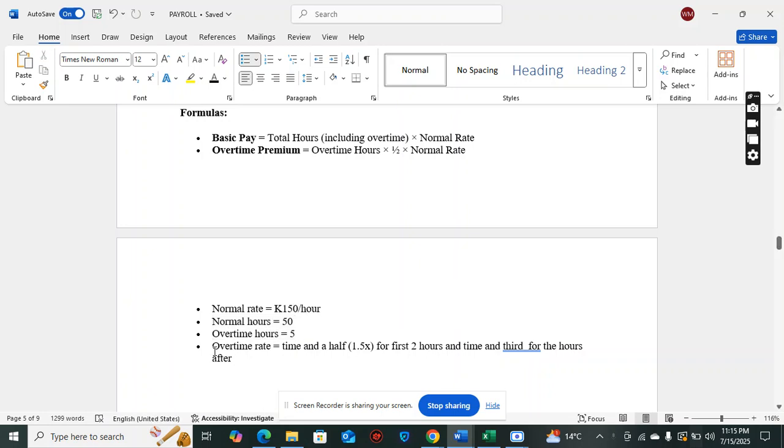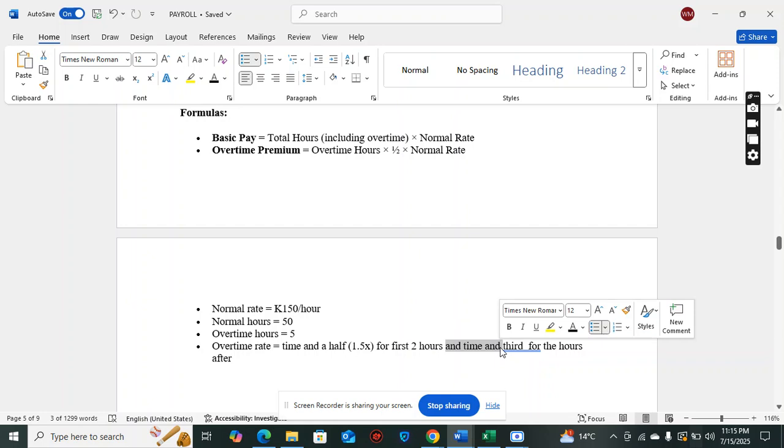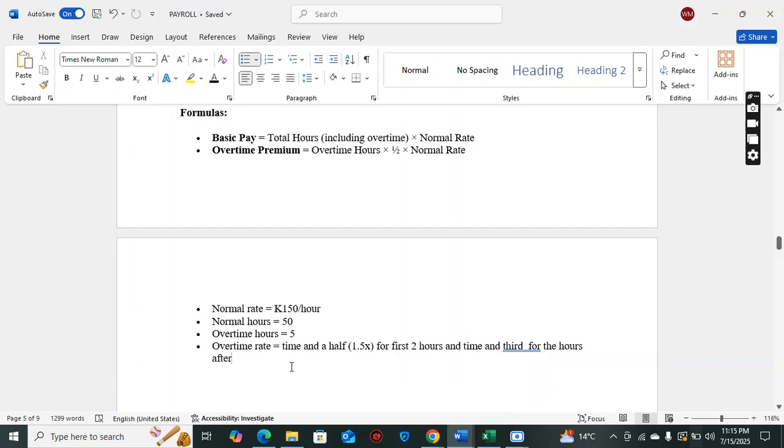Then we've been told the overtime rate is time and a half for the first 2 hours of overtime. And after the first 2 hours of overtime, the next hours above, the overtime rate is going to change to time and a third. All right, time and a third. So we have to calculate the gross pay. What is the gross pay?